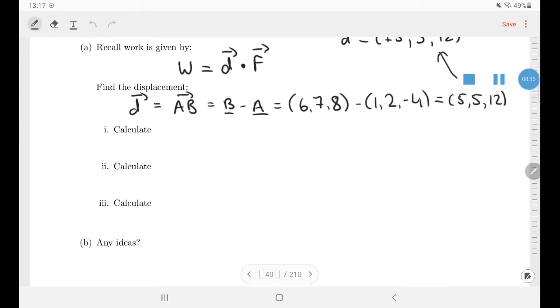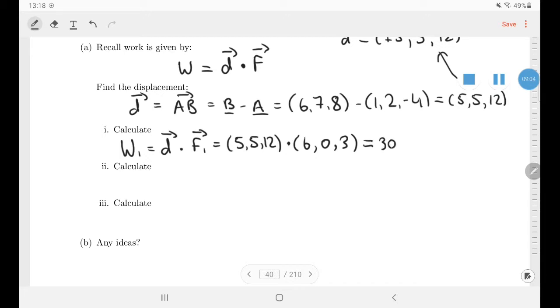Okay, so the first one we'll call W1 is the displacement dotted with force 1. So the displacement is 5, 5, 12. And what about this first force? Now it's 6i plus 3k. That means 6i means 6 along the x. Now there's no mention of j, so it's 0 along the y. And 3k means 3 along the z. Okay, so you get 5 by 6 is 30, plus 5 by 0 is 0, plus 12 by 3 is 36. And we get 66. Now we want to do units.